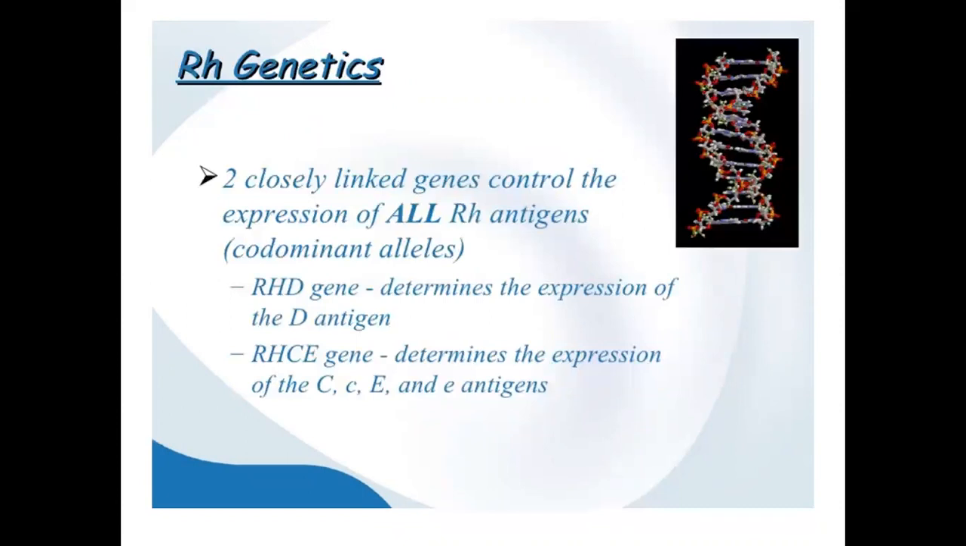On Rh genetics, there are 2 closely linked genes controlling the expression of all Rh antigens, and we call them codominant alleles because they are expressed in every haplotype. The RHD gene determines the expression of the D antigen, while the RHCE gene determines the expression of the uppercase and lowercase c, and the uppercase and lowercase e antigens.